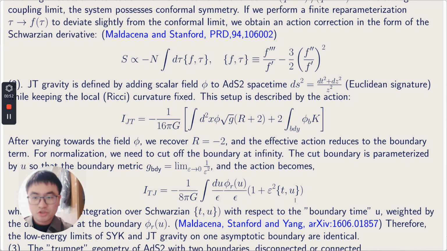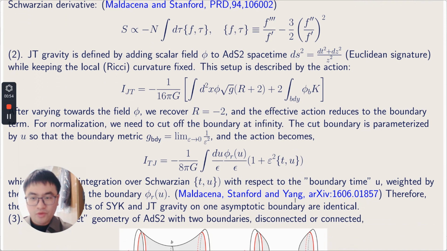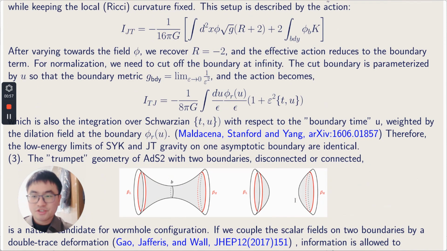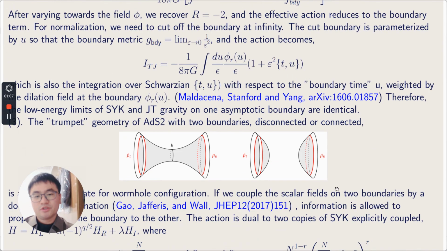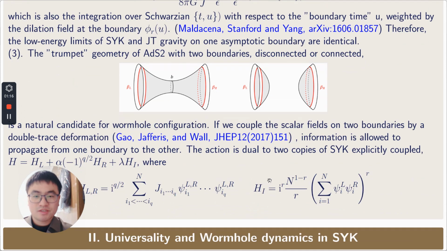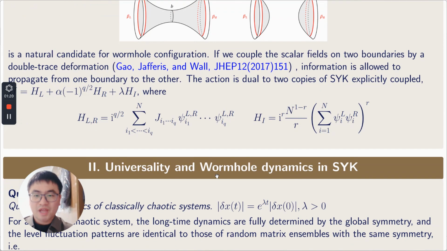Now we choose the two boundaries of AdS2 spacetime, which is a trumpet geometry reminiscent of the wormhole configuration, and the quantum effect may make this slot exist or not exist. The recent proof found that if we couple the scalar field onto the boundaries by a technique called the double trace deformation, the wormhole becomes traversable, and the action here is exactly the same as two copies of SYK with some explicit coupling. Now it goes to the long-time dynamics of the SYK, which is quantum chaotic.